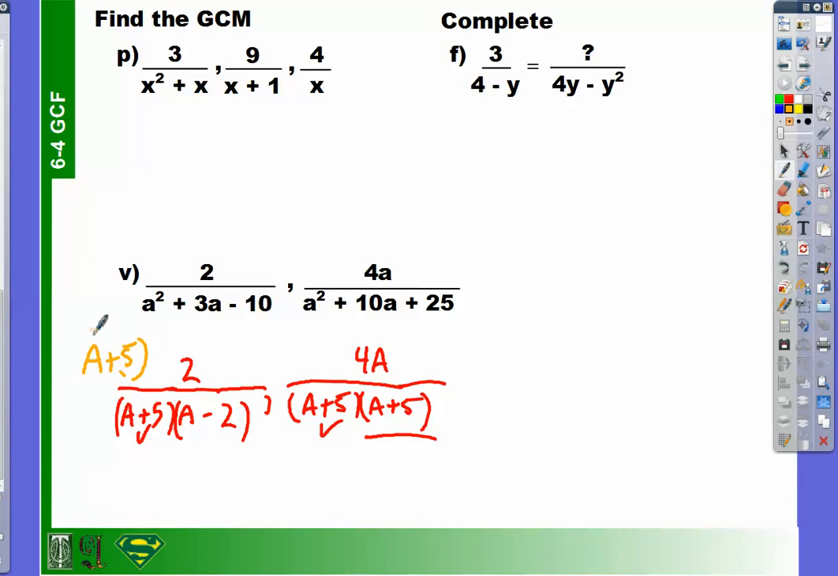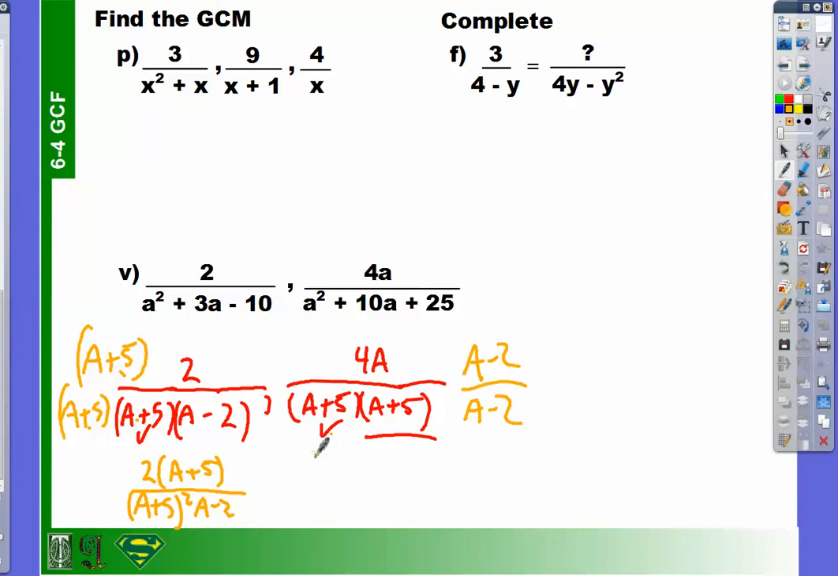So then, I'll end up with 2 times (a plus 5) over (a plus 5) squared, because I have 2 of them, 1, 2, times (a minus 2). On this side, what am I missing? Well, I have this a plus 5, but I don't have this a minus 2. So I'm going to multiply both the numerator and the denominator by a minus 2. So we get 4a times (a minus 2) over (a plus 5) squared times (a minus 2).